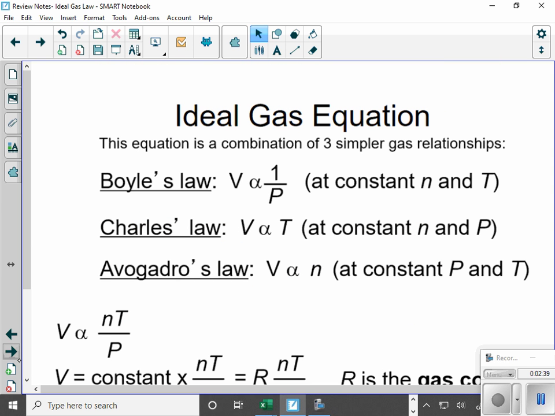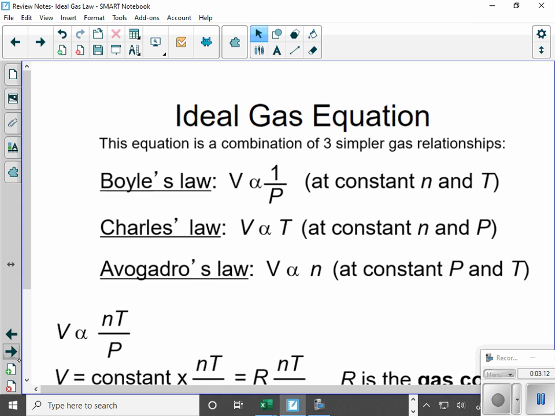Now, I told you that the ideal gas law equation came from three different simpler laws, and those are Boyle's law, Charles' law, and Avogadro's law that we have listed right there. Now, let's look at Boyle's law first of all. Boyle's law was dealing with volume and pressure.